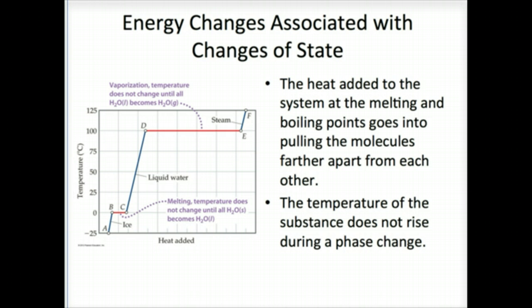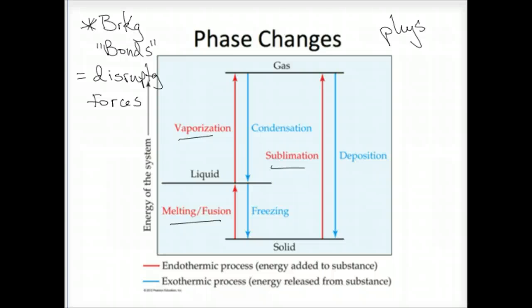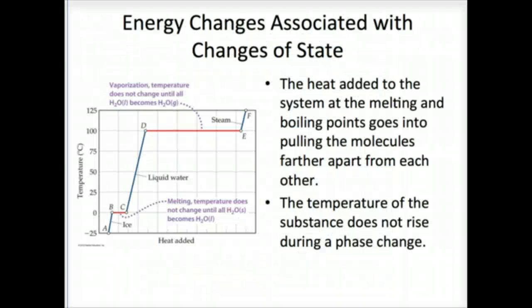Now again, remember that we said when we have an endothermic process, we're having to add energy to overcome the forces. What you want to recognize is that there's no kinetic energy change here. That means there's no temperature change. If there's no kinetic energy change, that implies that we are overcoming the intermolecular forces in that particular phase of matter.